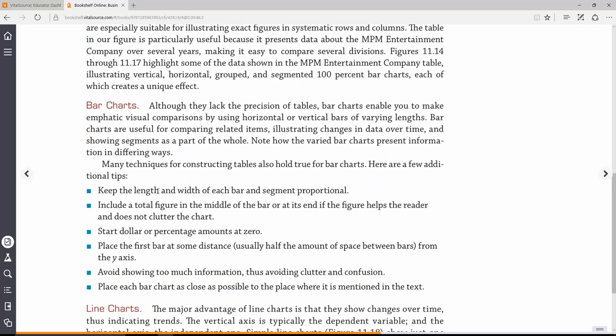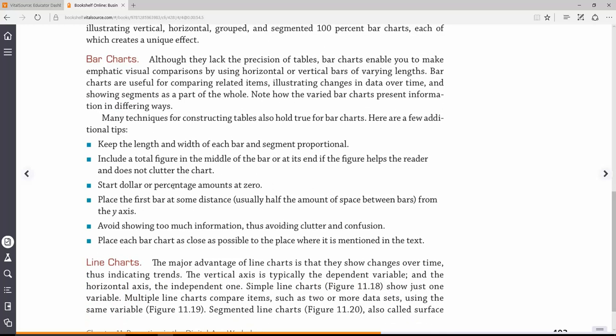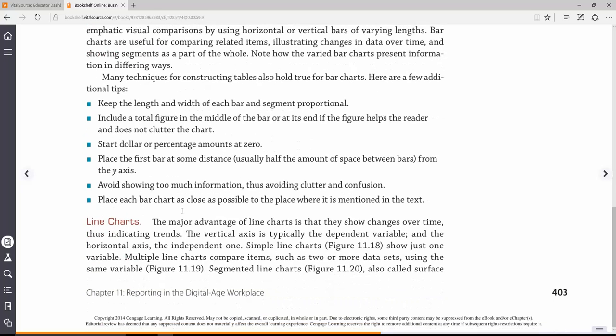Bar charts. Keep the length and width of each bar and segment proportional, meaning where it fits. Include a total figure in the middle of the bar or at its end if the figure helps the reader but doesn't clutter it. Start dollar or percentage amounts at 0. Place the first bar at some distance, usually half the amount of space between bars on the y-axis. Avoid showing too much information and place each bar chart as close as possible to the place where it's mentioned.